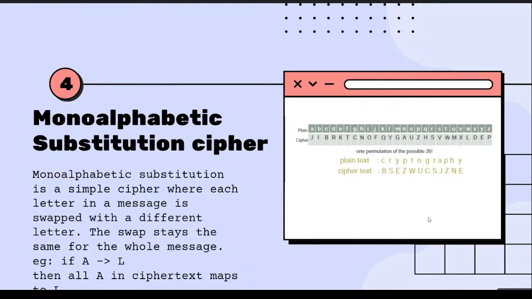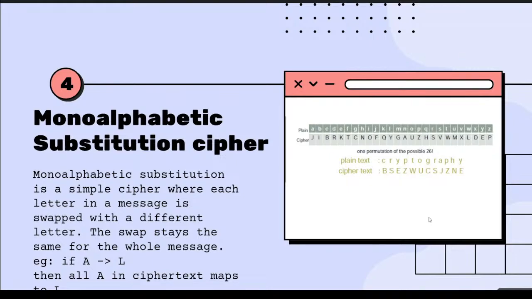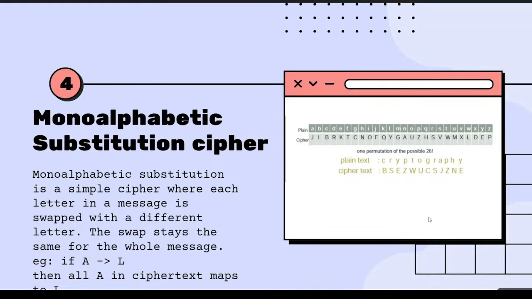Okay, monoalphabetic substitution. It's a simple cipher where each letter in a message is swapped with a different letter, and the mapping remains the same throughout the ciphertext. Basically, this is kind of the opposite of the cipher we talked about previously, the Vigenère cipher. Here, for example, if A maps to L, all A's in the plain text will map to L. So if you know the mapping of one A, all the A's in the ciphertext can be converted back. So yeah, this is what it looks like.